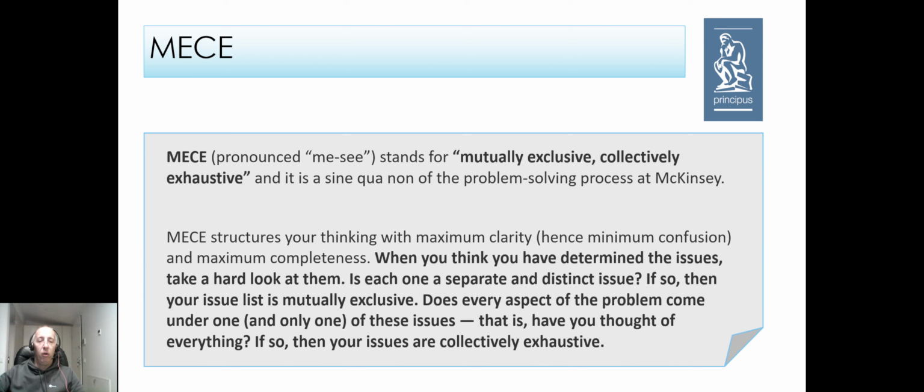When you think you have determined the issues, take a hard look at them. Is each one a separate and distinct issue? If so, then your issue list is mutually exclusive. Then check that does every aspect of the problem comes under one and only one of these issues. That is, have you thought of everything? If so, then your issues are collectively exhaustive.